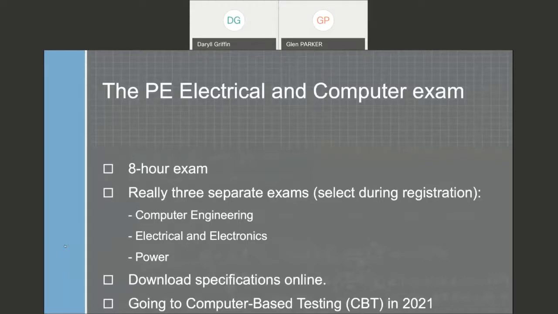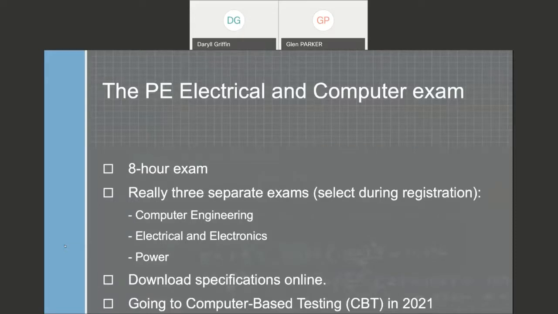Okay, so to answer the question about the antenna engineer, the electrical exam is actually three separate exams. You pick which one you want to take. It's currently on paper, and it'll be that way until I think either April or October of 2021. It's going to be the first computer-based exam, and then it'll be computer-based from then on. At the moment, it's an 8-hour paper exam, and you can pick computer engineering, which is flip-flops and all the software questions and all the things that computer engineers would know. There's the electrical and electronics exam, which is also called ECC, for electrical controls and communications. That's where the antenna engineer would want to go.